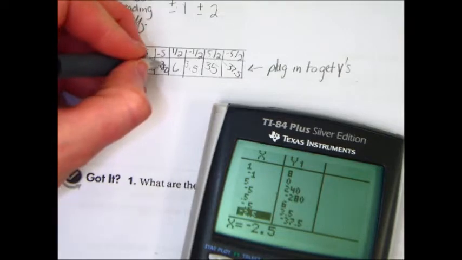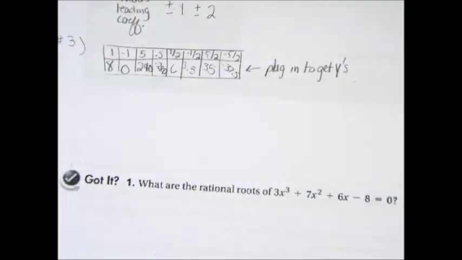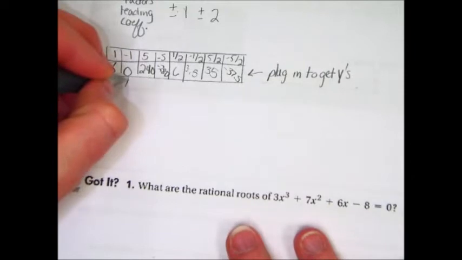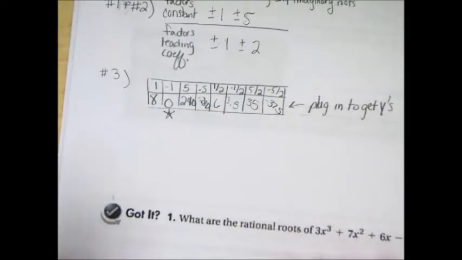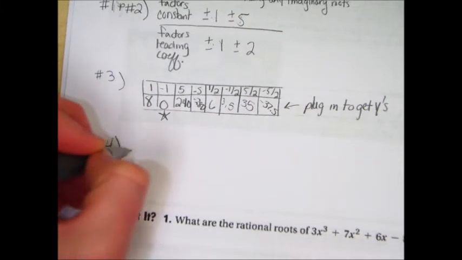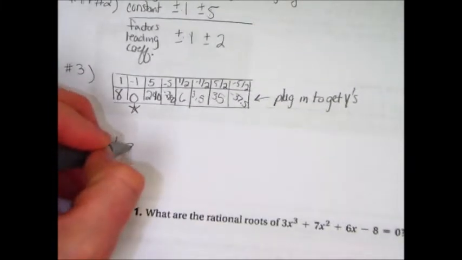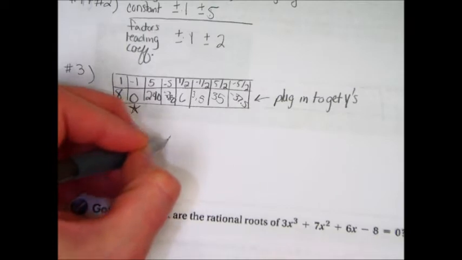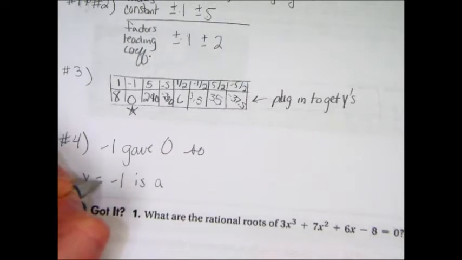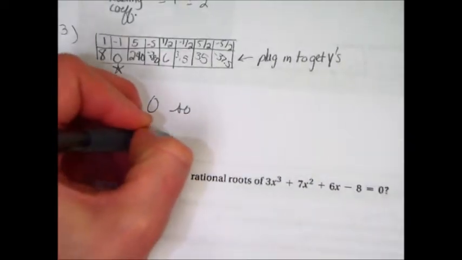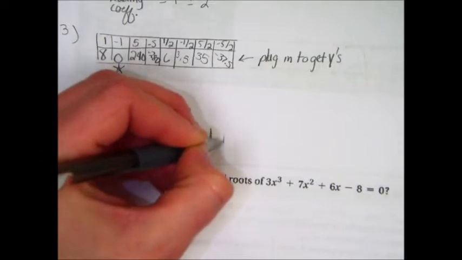Alright, so I plugged them all in. Now, take a look at the one that gives you 0. If we follow our steps, step 4 says the answers that give you 0 are the roots. So what I can write are the rational roots. So step number 4: negative 1 gave 0, or outputted 0, whatever you want. So negative 1 is, we'll write, x equals negative 1. x equals negative 1 is what we call a rational root.